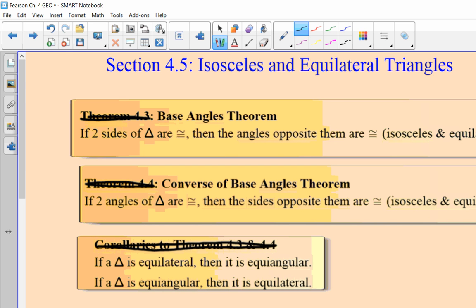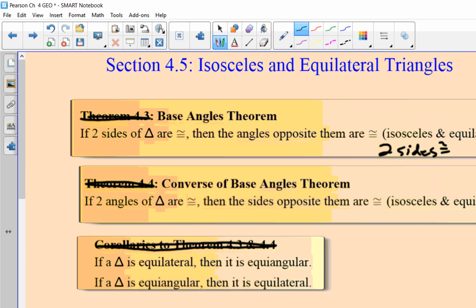For base angle theorems, we're talking about the relationship between sides being congruent and then having a relationship between angles. This has to do with isosceles triangles and equilateral triangles. Now, isosceles means that you have two sides that are congruent, okay? And equilateral means all sides are congruent, okay? And we could draw this a couple different ways.